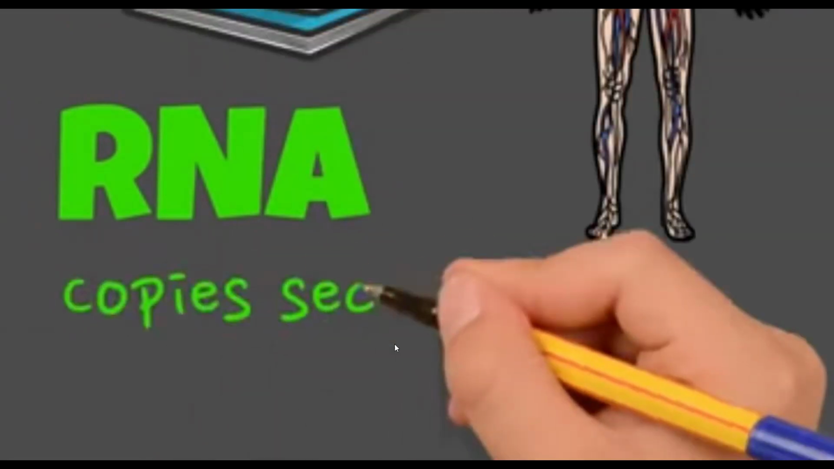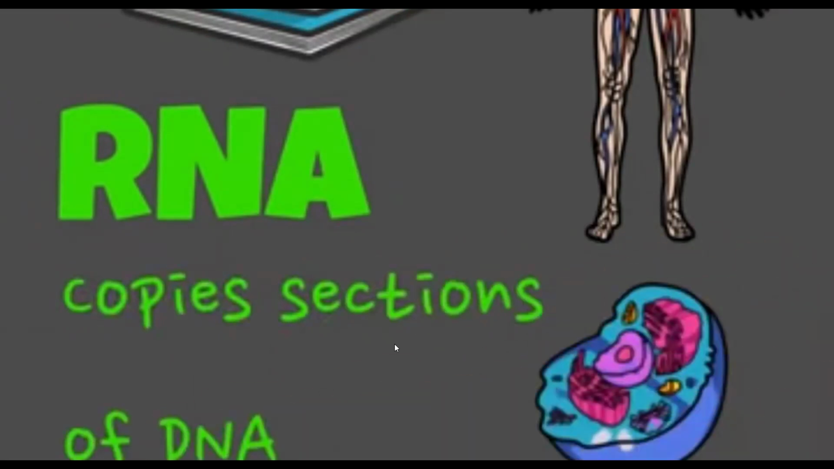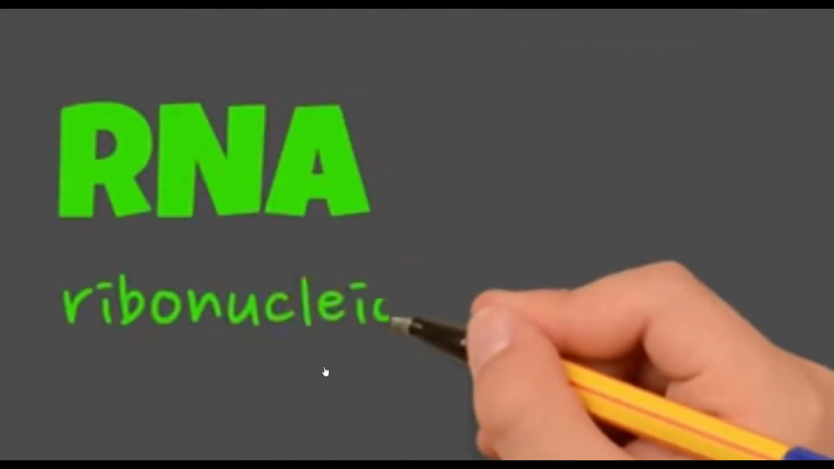So what are restriction enzymes? Restriction enzymes are proteins that cut DNA at specific sequences, used in genetic engineering. So restriction enzymes are the proteins or enzymes that cut DNA at specific sequences used in genetic engineering.